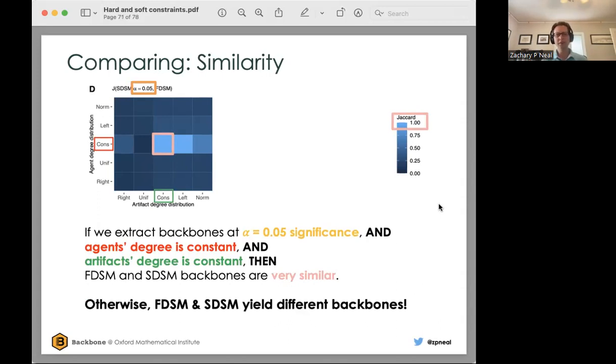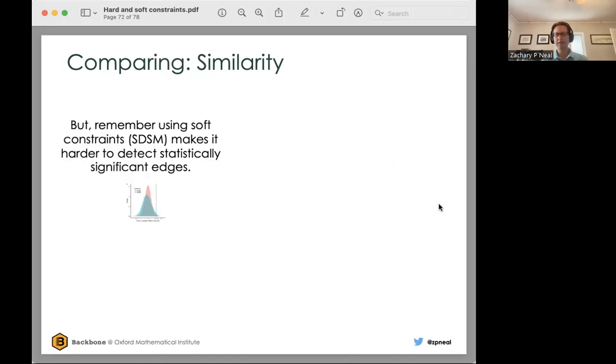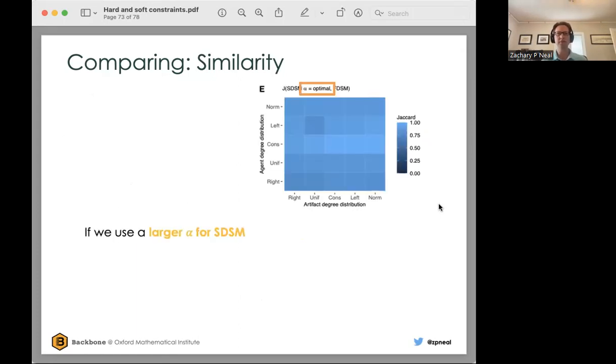The problem is, in almost all other cases, if we have different sorts of marginal distributions, different degree distributions, the backbones we get using hard constraints and soft constraints look really different. They're completely separate. But, and this gets back to the question we had just a moment ago, we have to remember when we use soft constraints, it's a less statistically powerful model. It makes it harder to detect statistically significant edges. So one way we can make FDSM and SDSM more similar is by relaxing the alpha value we use when we're extracting it using the soft constraints.